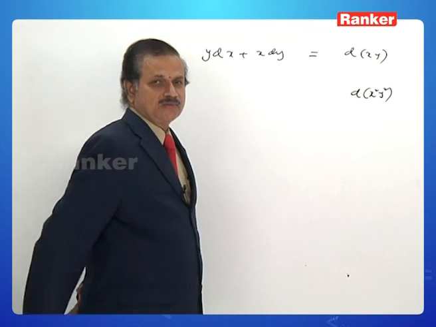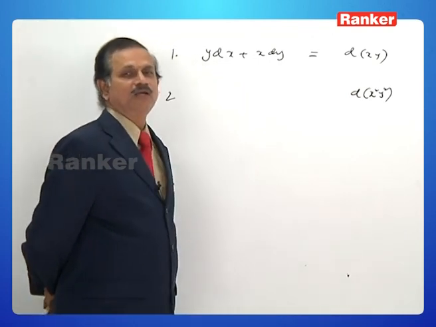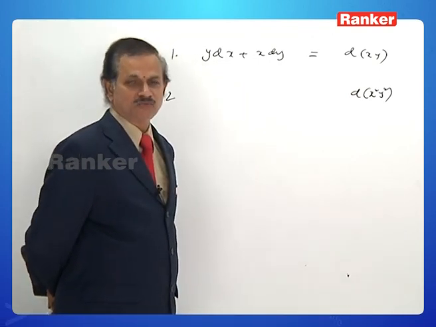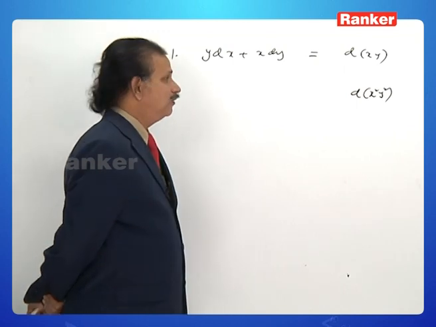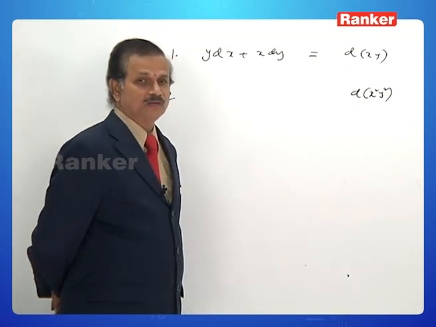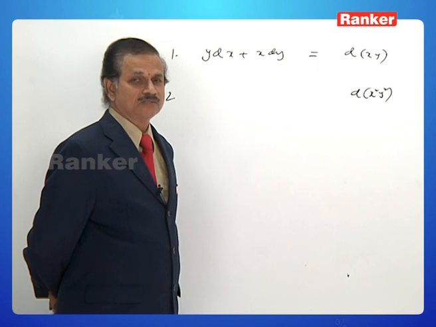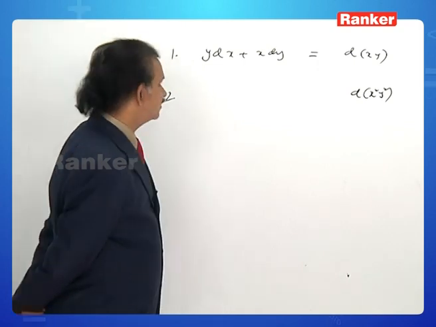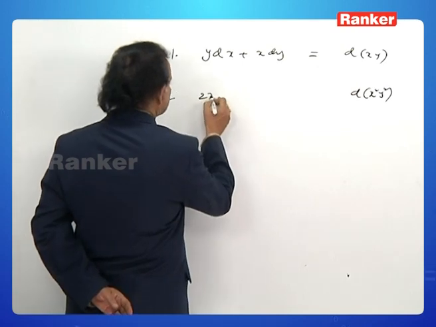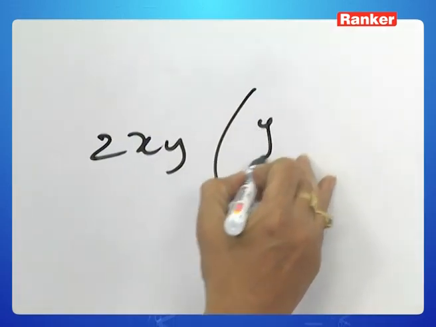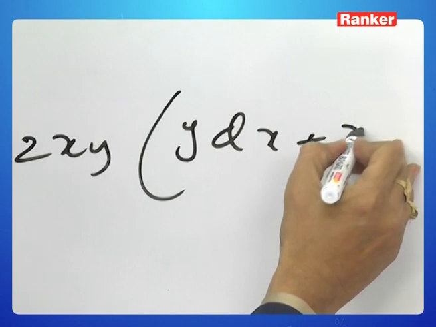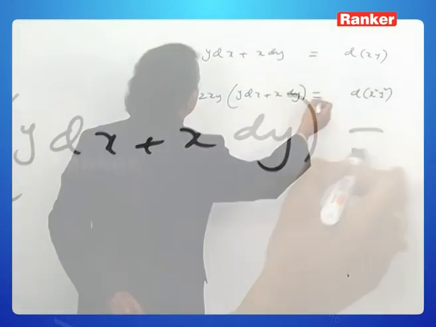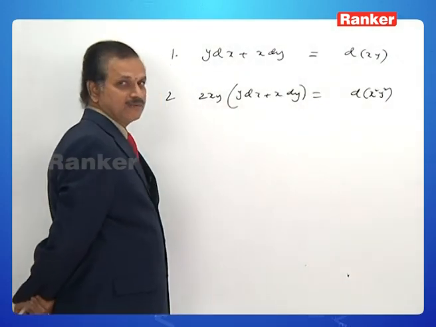Next one, what is d of x square y square? What is x square y square? It is xy whole square. What is the derivative of xy whole square? It is 2xy into d of xy, isn't it? That is, 2xy into y dx plus x dy is nothing but d of x square y square.